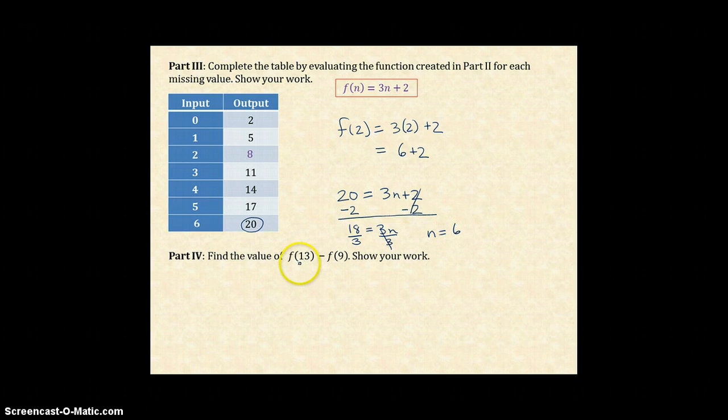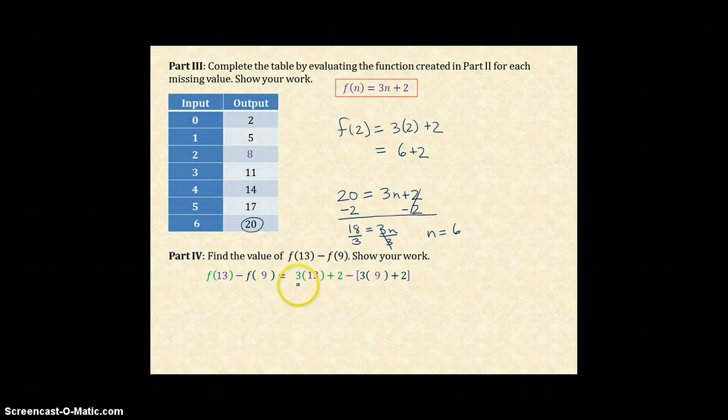Now we need to find the value of f of 13 minus f of 9. So I'm going to do a little color coding here. F of 13 will be in green and f of 9 will be in blue. So f of n is 3 times the input n plus 2. So in order to do f of 13 minus f of 9, here's the rule for f of 13, 3 times the input plus 2, minus f of 9, 3 times the input plus 2. So f of 13 is in the green, and f of 9 is in the blue.